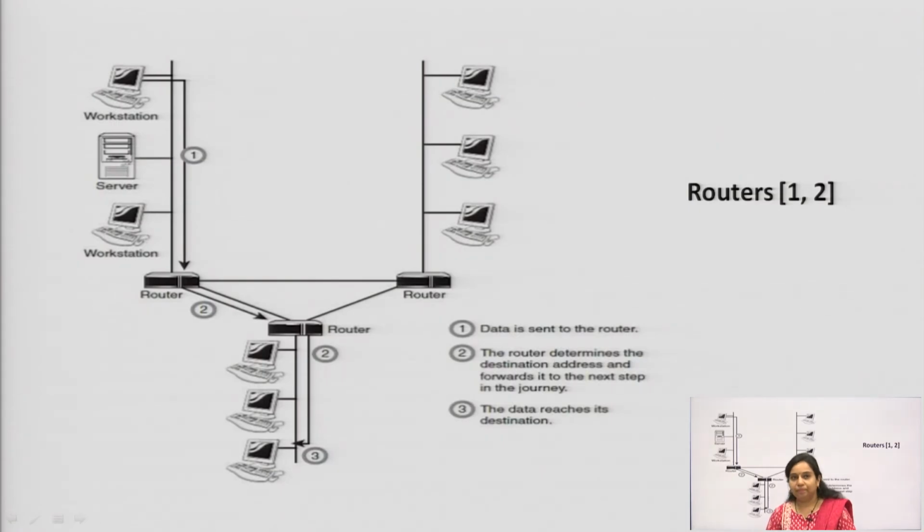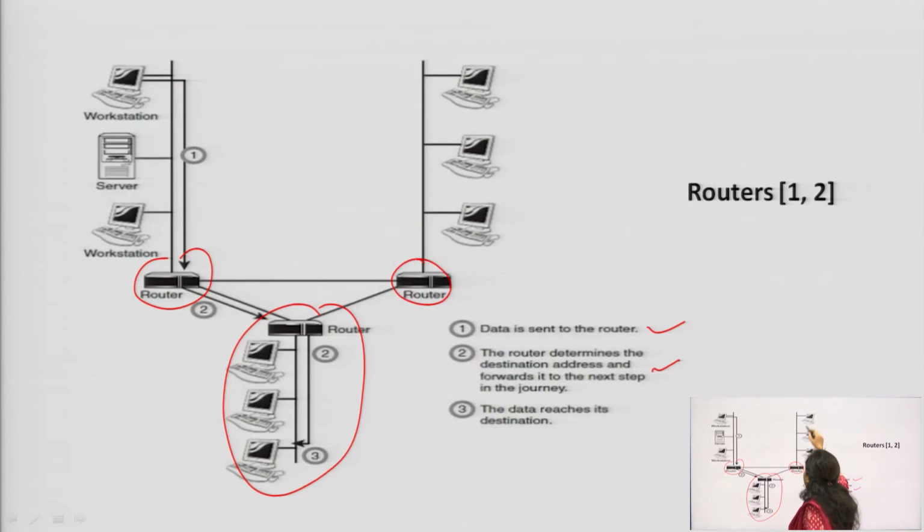Now, next is the router. You can see in this diagram that data is sent to the router. The router determines the destination address and forwards it to the next step in the journey. So, this is the workstation, this is the server workstation and this is the router; this is again a router and this is again a router. So, 3 routers we are using, and these are the different computers which are connected over here. In the first case the data is sent to the router. Secondly, the router determines the destination address and forwards it to the next step in the journey, and the data reaches the destination.